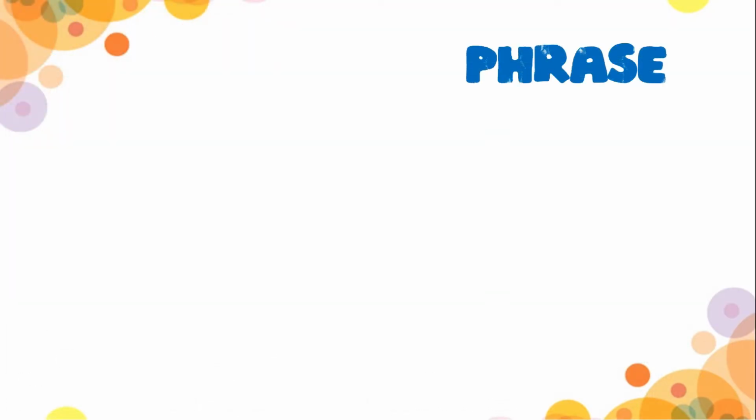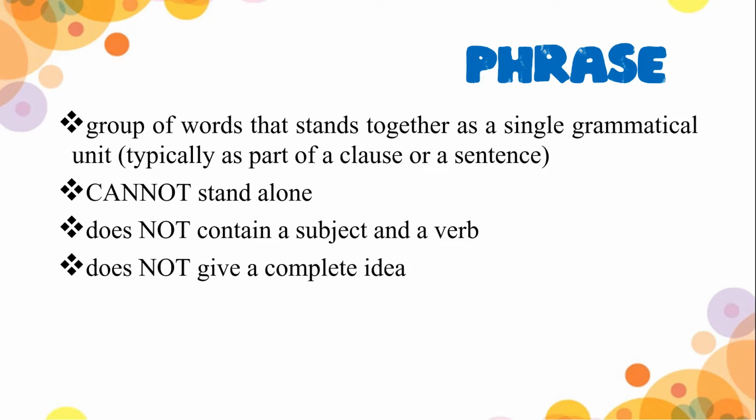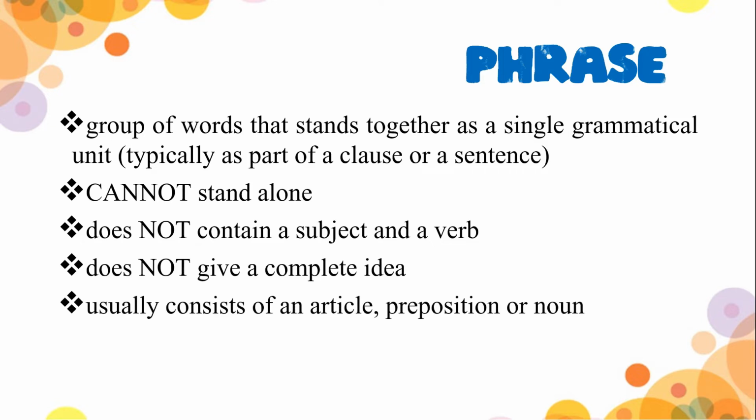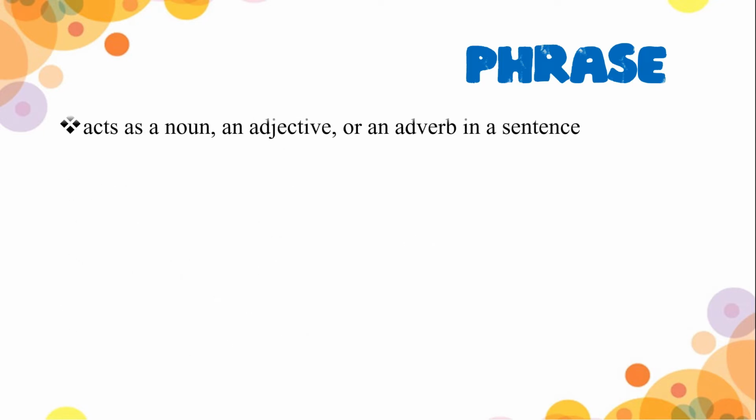Now, let us talk about a phrase. Phrase is a group of words that stands together as a single grammatical unit, typically as part of a clause or a sentence. It cannot stand alone. It does not contain a subject and a verb, and it does not give a complete idea. It also consists of an article, preposition, or noun. The examples of article are a, an, and the. Remember, phrase acts as a noun, an adjective, or an adverb in a sentence.